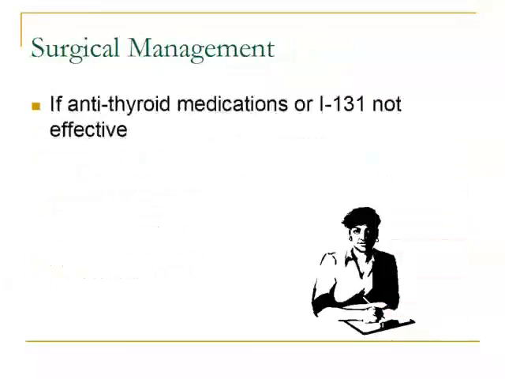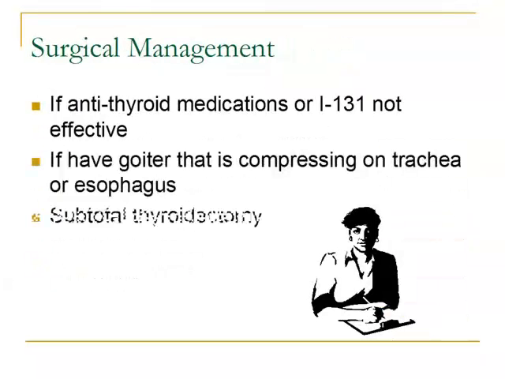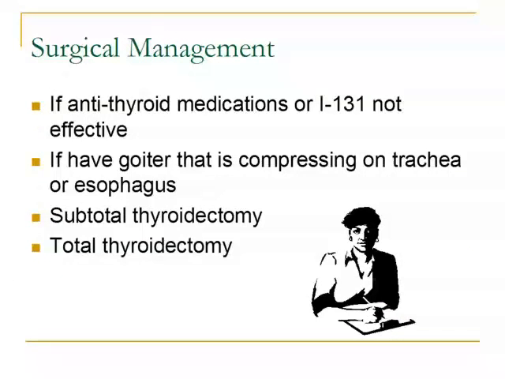Surgical management for these patients would be reserved for those patients that had perhaps already tried anti-thyroid medication or I-131 and it had not been effective, or if that patient has a goiter that is so large it's compressing, as we talked about earlier, on the trachea or esophagus. Typically, the patients will have a subtotal thyroidectomy. Usually about 80% of the gland is removed. They don't typically take all 100% of the gland.